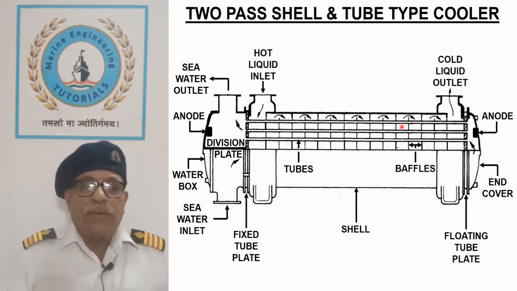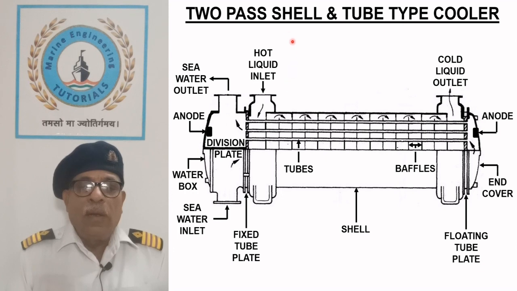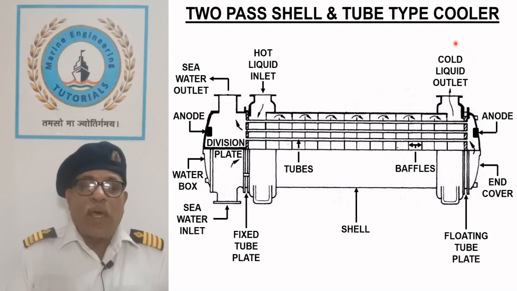Hot liquid enters the shell from one end, gives its heat to the coolant and leaves from the other end. Baffles give direction to the liquid being cooled for good circulation and efficient heat transfer. Baffles also support the tubes and prevent their sagging.